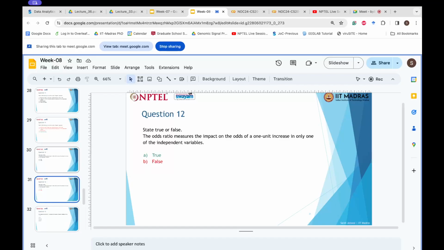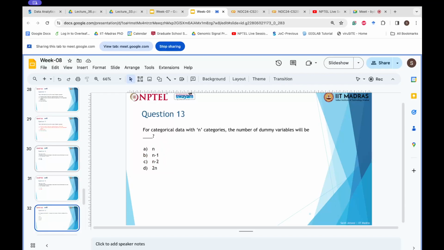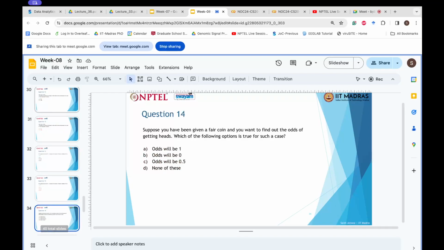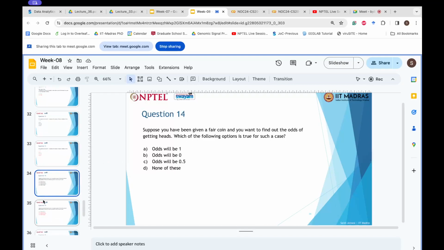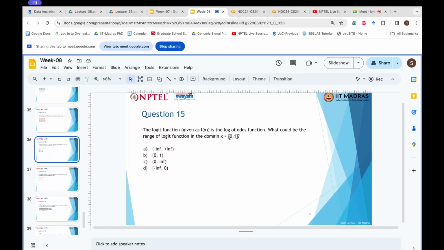The odds ratio measures the impact on odds of a 1 unit increase in only one of the independent variables. That is true. For categorical data with n categories, the number of dummy variables will be, we just discussed this, n minus 1. Suppose you have been given a fair coin. Which of the following is true for finding the odds of getting heads? Odds will be 1, we already discussed.